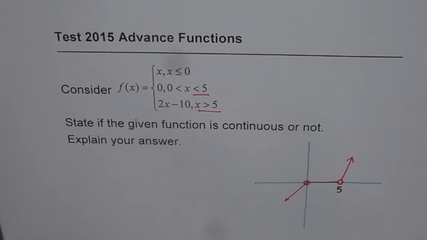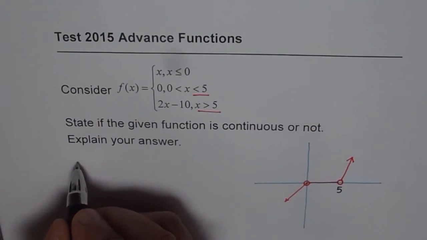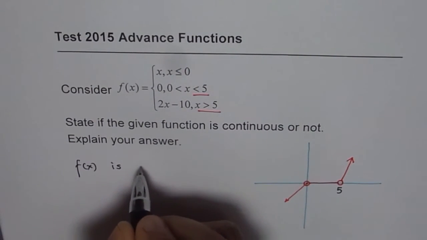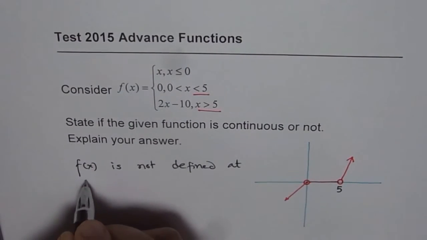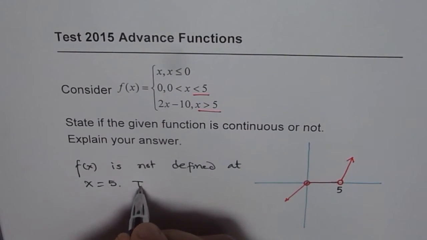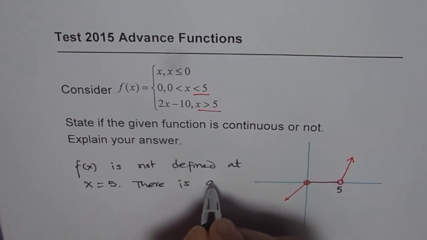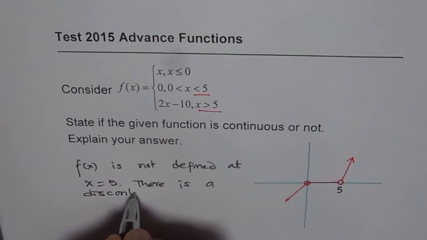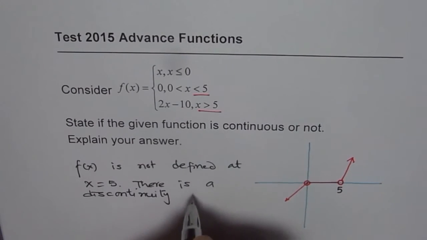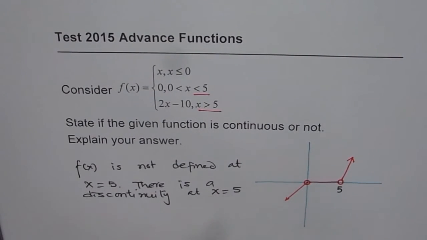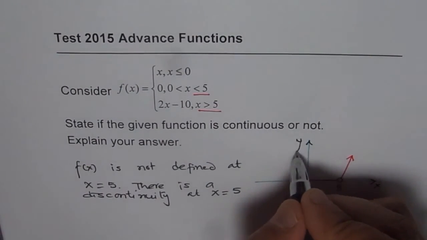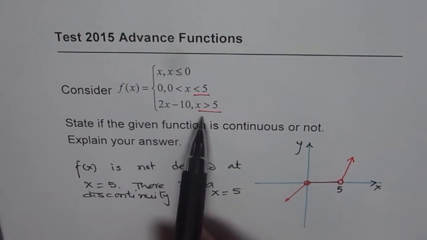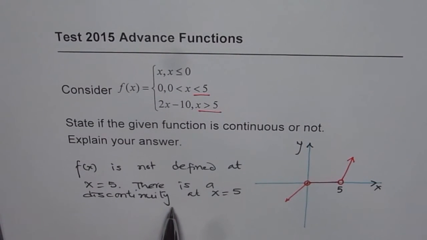Do you see that? Now, since the function f of x is not defined at x equals 5, there is a discontinuity at x equals 5. Do you see that? That is the discontinuity at x equals 5. So if you are carefully looking at the problem, you can identify the answer right there and then.